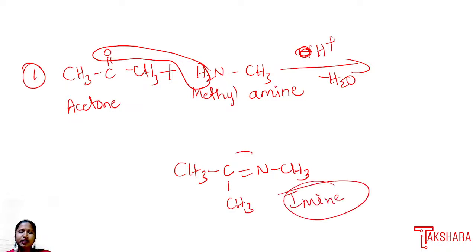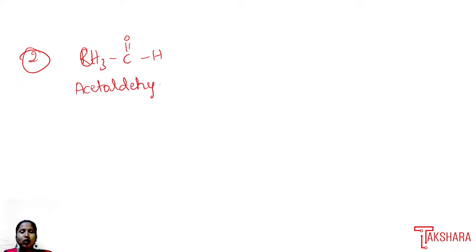So why imine? Because in between carbon and nitrogen there is a double bond to nitrogen. So we call it an imine. Similarly, in place of ketone, if we consider an aldehyde, second example, when R is CH3 and C double bond H, this is acetaldehyde. When acetaldehyde is treated with a primary amine such as NH2 R, taking R as CH3, this is methylamine.